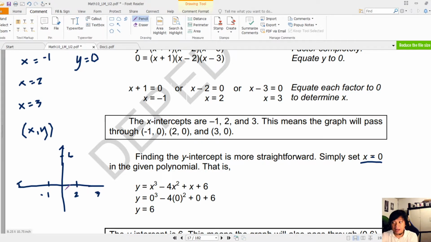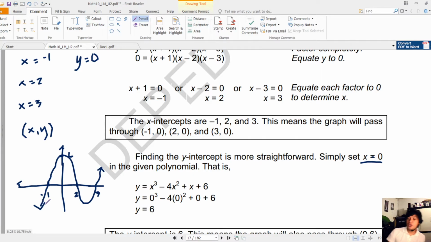So, mamaya may mga shortcut pala sa isang video natin, i-discuss natin kung paano malaman kung saan dadaan yung graph, saan ba siya magagaling, sa bababa, sa taas, and so on and so forth. So, sa isang video. Pero in this case, ang graph natin is dadaan siya sa -1, tapos sa Y-intercept, which is 6, tapos dadaan siya sa 2, and dadaan siya sa 3. So, ganyan yung ating graph.